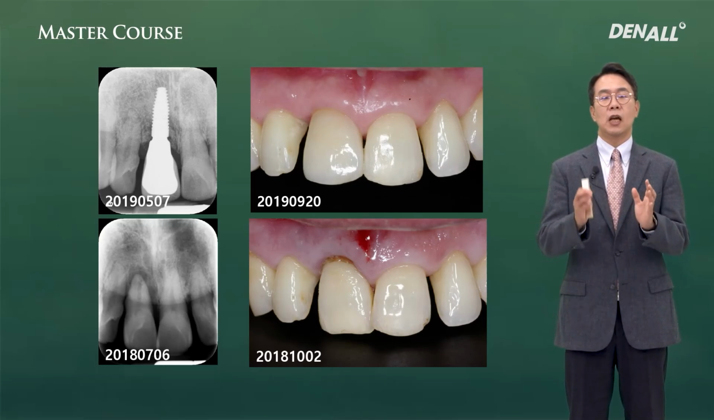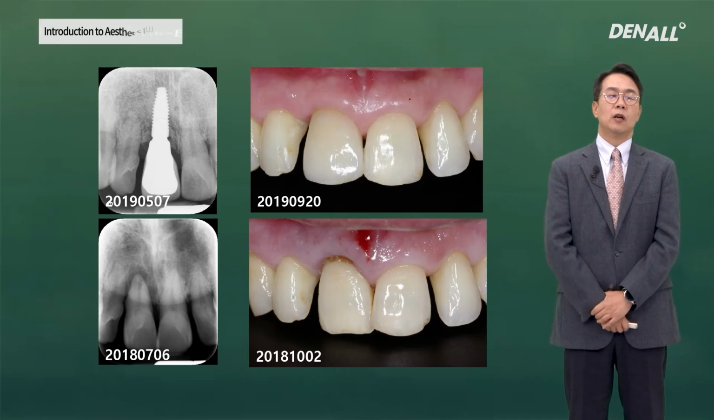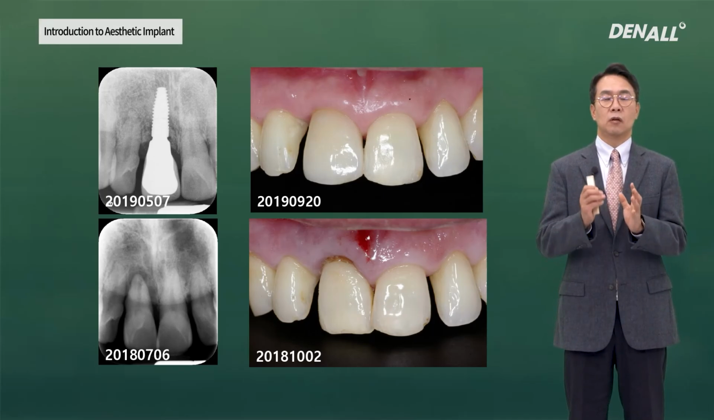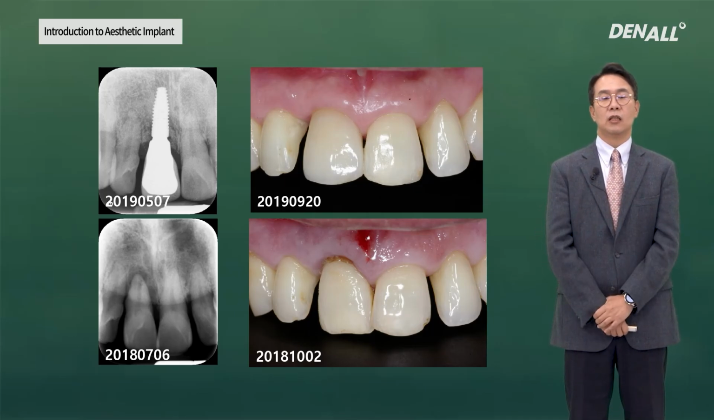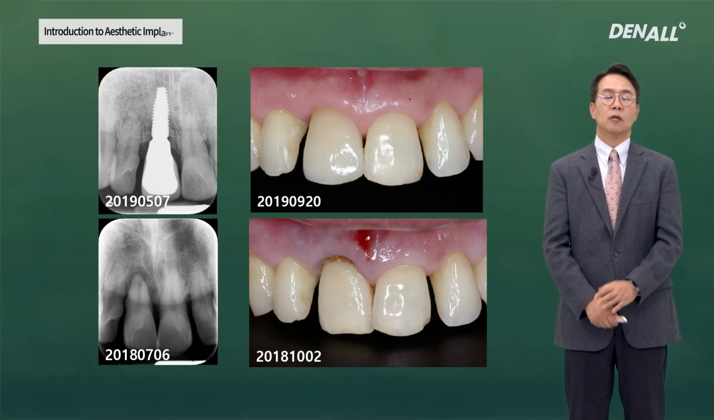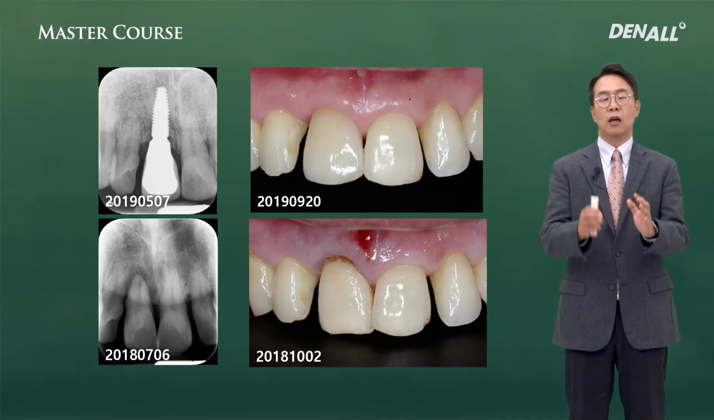As I said before, the shape and the form of a tooth determine whether interdental papilla would be filling the gap or not. Very important. The shape of prosthesis is very important in that respect.